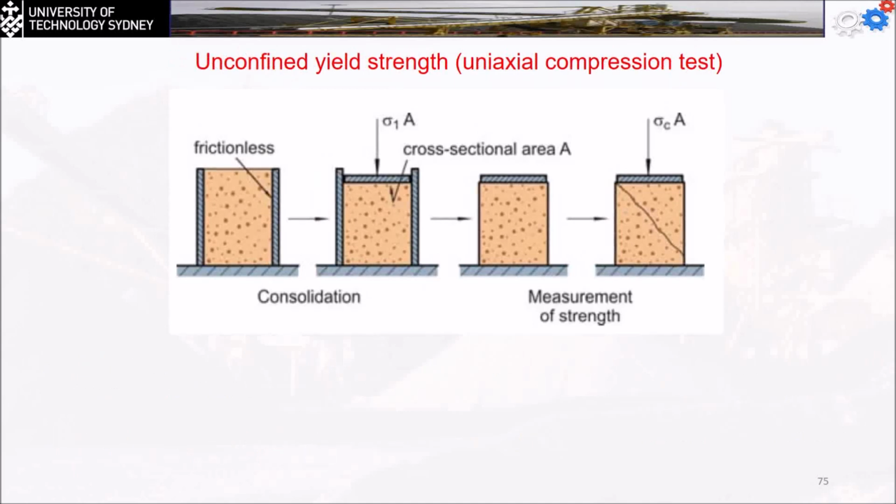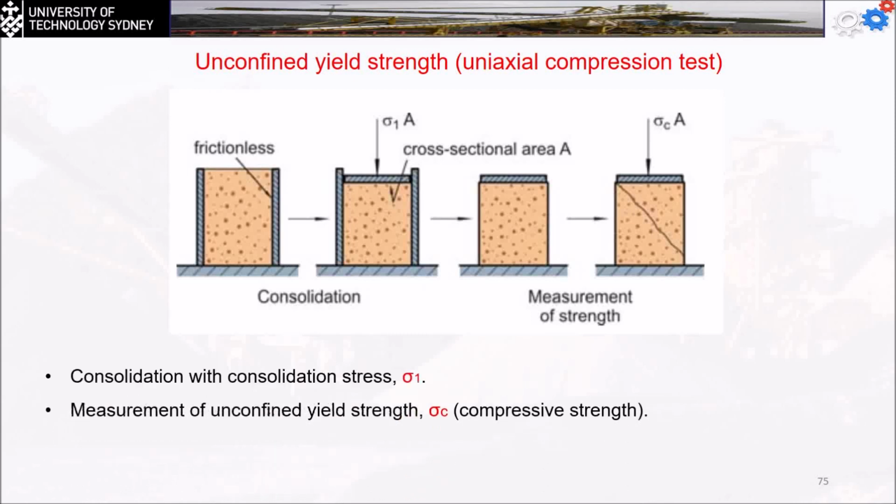So for the unconfined yield strength from the uniaxial compression test, we're going to have the consolidation stress sigma 1, and we're going to check the measurements of the unconfined yield strength sigma c, in the case of the compression strength.